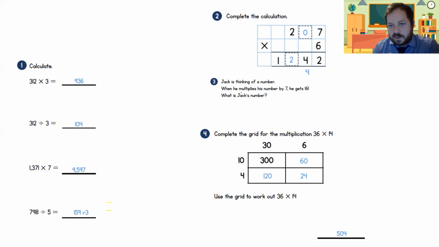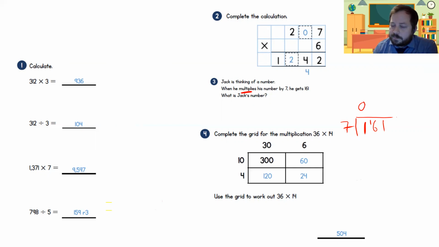So we're multiplying here, and he's multiplied something by 7 to get 161. So we have to do the inverse. So we take 161 and we are going to divide it by 7 because it's the opposite of what we've done here. And the answer should give us our original number. So 7 into 1 doesn't go.